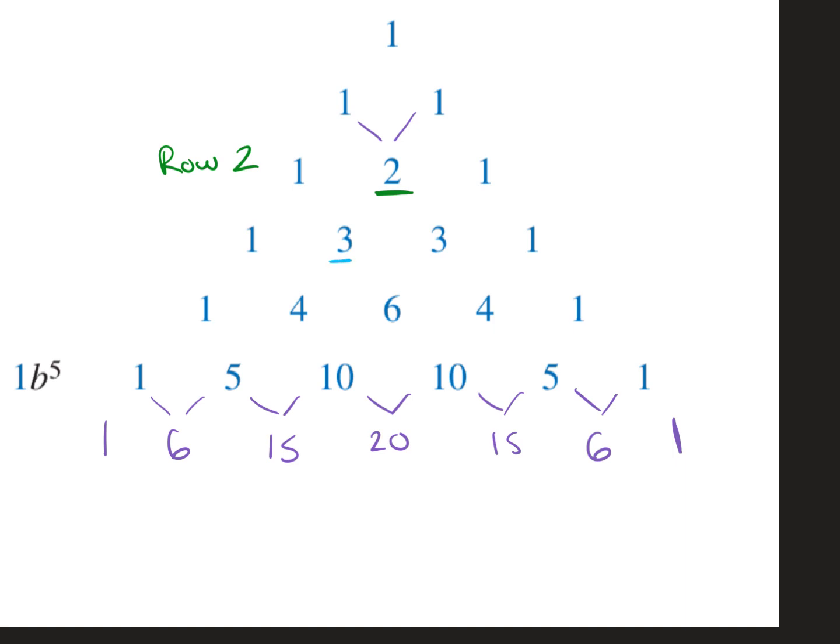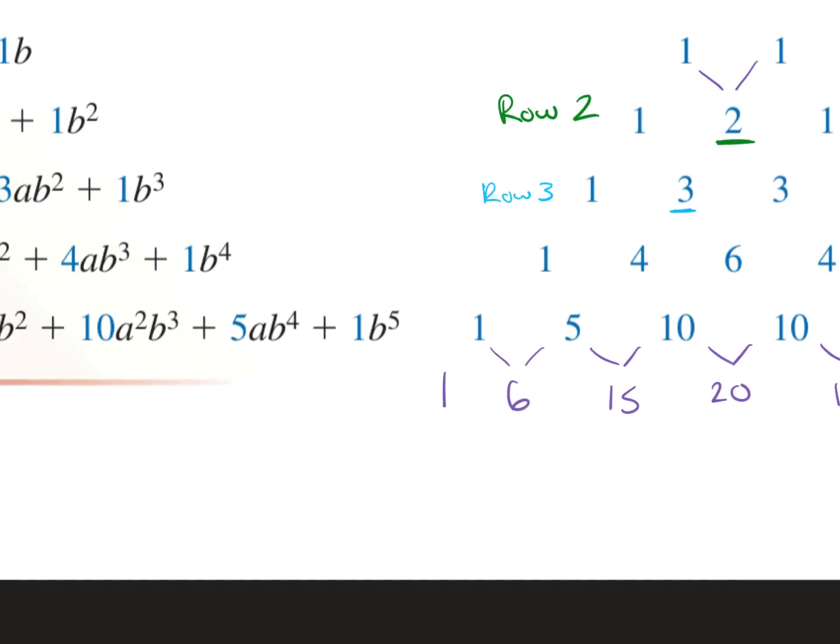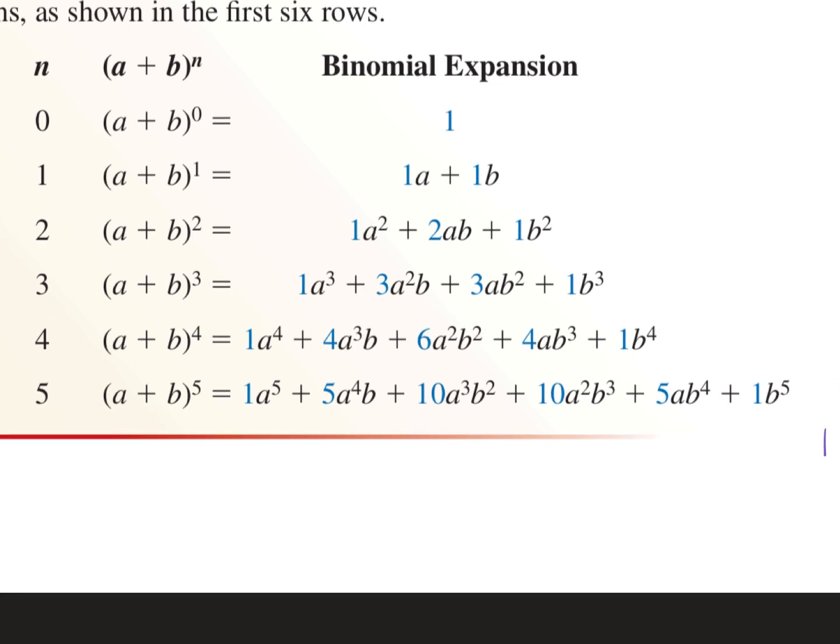Next row, the second number is a 3, so this would be row 3. So if we have a binomial to the 3rd power, we're looking at the coefficients from the 3rd row. Now these are just our coefficients that we're going to use. We have variables that go along with it. So if I had, it uses A and B here.